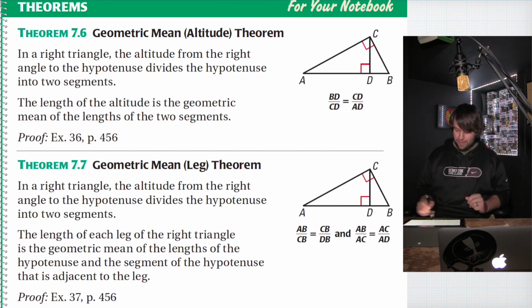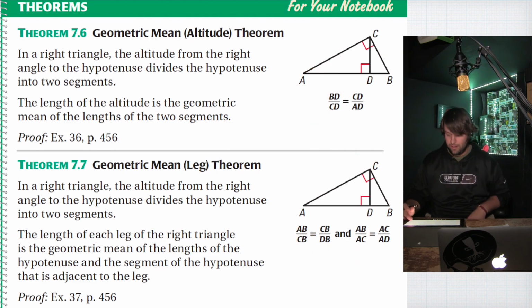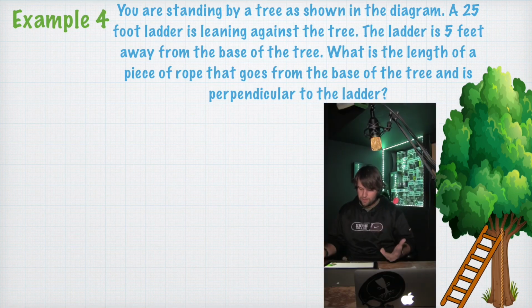But the first thing I want to remind you, I like to relabel whatever triangle I'm working with to match these to see if I could set up any of these proportions with the numbers I know. So you are standing by a tree as shown in the diagram. A 25-foot ladder is leaning against the tree. The ladder is 5 feet away from the base of the tree. What is the length of the piece of rope that goes from the base of the tree and is perpendicular to the ladder? So they tell us that this is 5 feet from the tree. The ladder is 25 feet, and they want to know what the length of the piece of rope is.